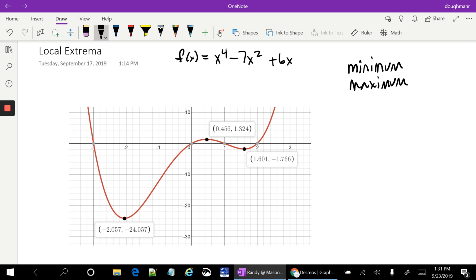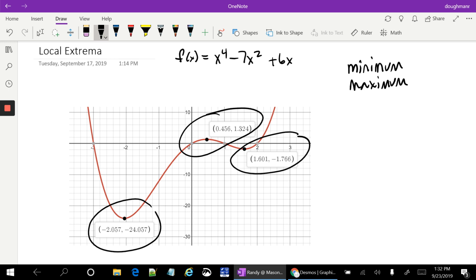So what I have is the function f of x equals x to the fourth minus 7x squared plus 6x, and we're looking at these points that I've highlighted, that one and that one. We see that the one on the left is the lowest point in that region, so it's a local extrema, and it's actually a minimum, right?